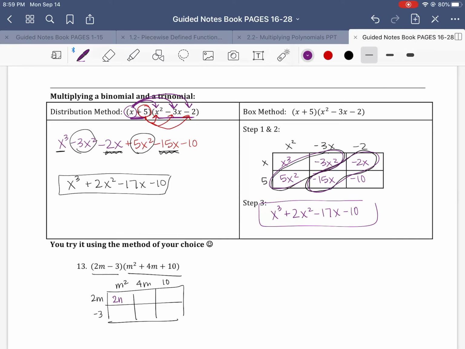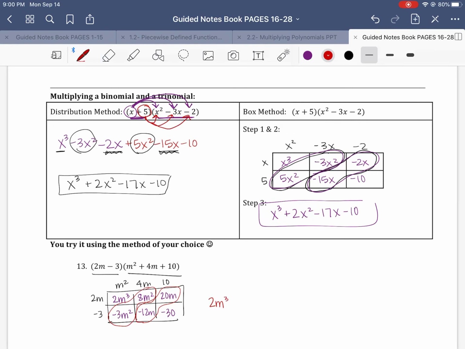So 2m times m squared is 2m cubed. 2m times 4m is 8m squared. 2m times 10 is 20m. Negative 3 times m squared is just negative 3m squared. Negative 3 times 4m is negative 12m. And negative 3 times 10 is negative 30. Again, there's our diagonals with our like terms. We've got squareds on that diagonal, and then m's on this diagonal.